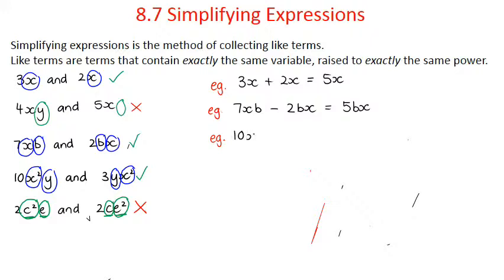10x squared y plus 3yx squared. Once again, we've already said that they're like terms because they both have an x squared and they both have a y. So then it's like 10 of something plus 3 of the same thing, you get 13 of that thing. And in alphabetical order. Now make sure, because powers only apply to the number directly in front, that the x has a squared but the y does not. Now, let me just clean up my scribbles.